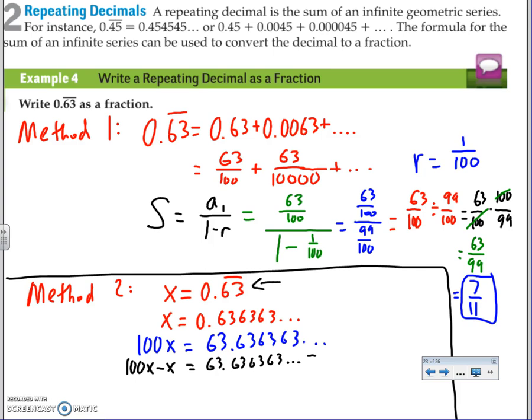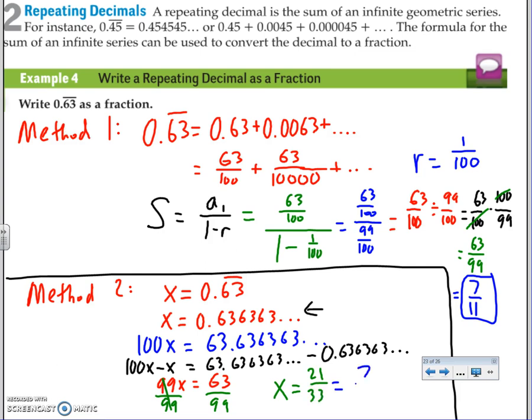But over here I'm going to plug in x. Remember, x was this thing, 0.636363 and so on. What that does is this left side combines to 99x. On the right side, that whole decimal disappears. It's just 63. Now it's a one-step problem. You divide by 99, and you get what I got earlier, but that does reduce. You divide by 3, which makes it 21 over 33, and you divide by 3 again, which makes it 7 over 11. So there are 2 different options to get the fraction from the decimal value.